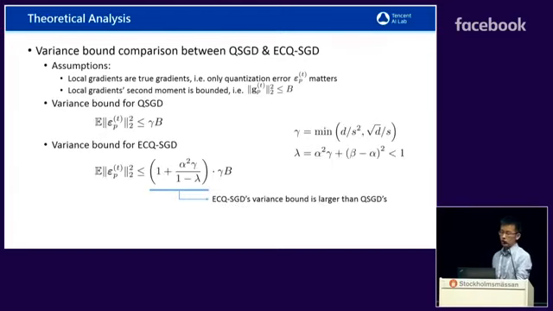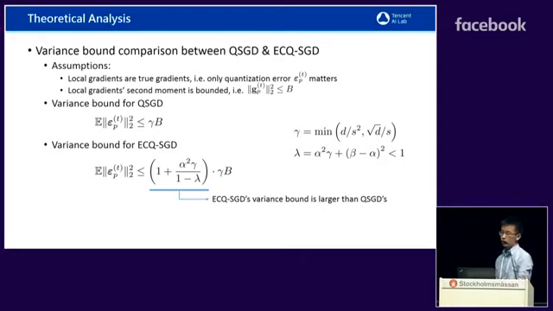So for ECQ-SGD, we note that its variance bound is given by gamma times B, where gamma depends on the quantization function. D is the number of parameters, S is the number of non-zero quantization points, and B is the second moment bound of the local gradient.